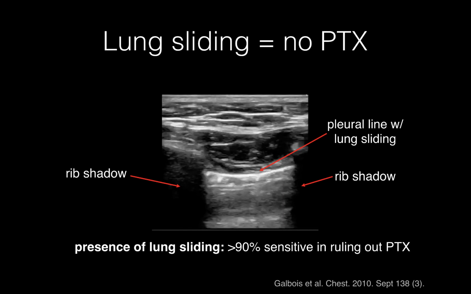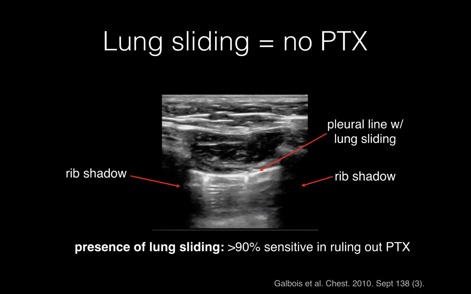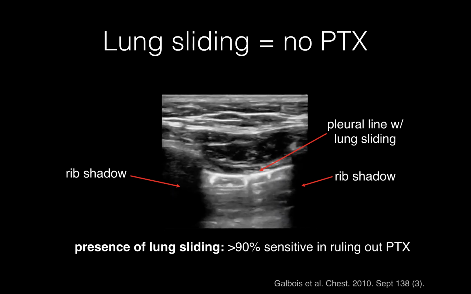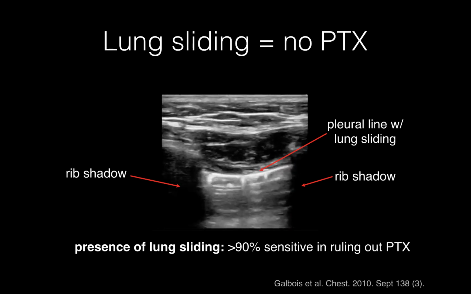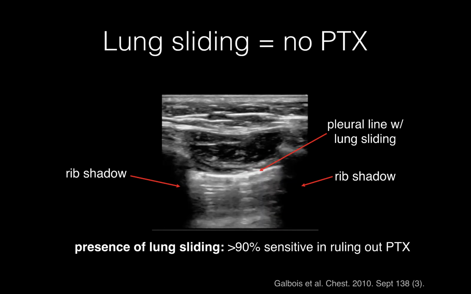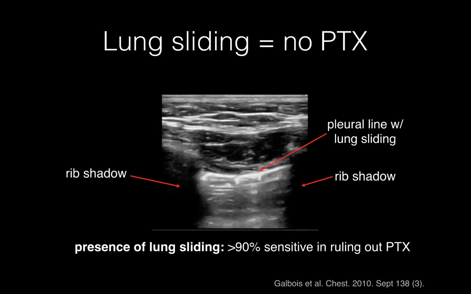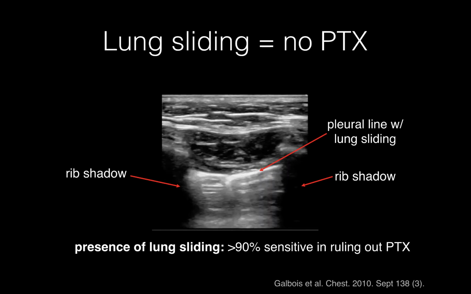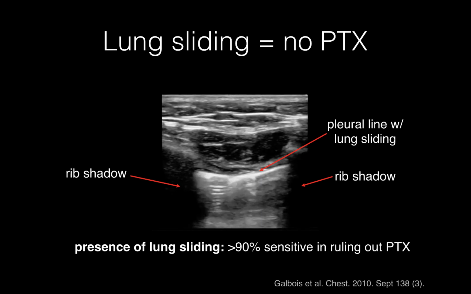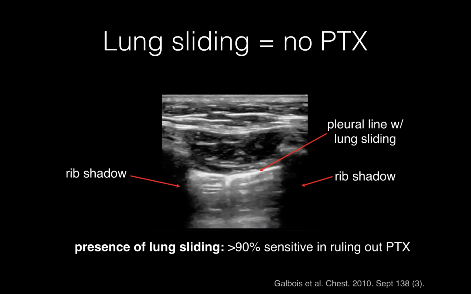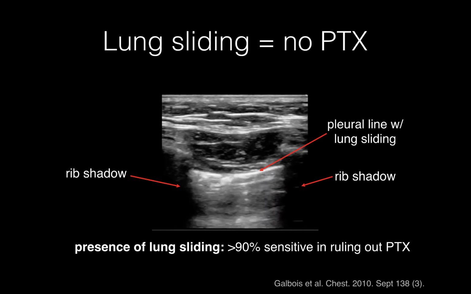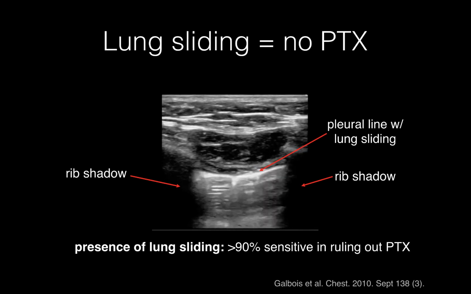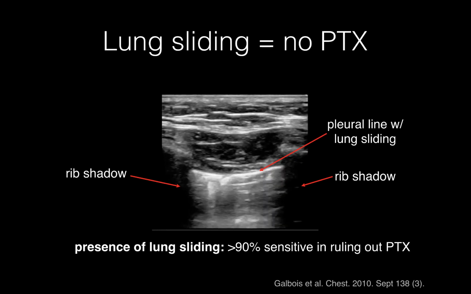So this video shows a similar picture of a rib interspace, this time with a linear probe and a more shallow depth of view. Again, you can see the rib shadows and the pleural line in between the ribs. As the patient breathes in and out, you can see that the pleural line has a shimmering appearance. This is called lung sliding, and it indicates that the parietal and the visceral pleura are opposed to one another. So clinically, this means that there is no pneumothorax. The presence of lung sliding is highly sensitive in ruling out a pneumothorax. However, keep in mind that the absence of lung sliding doesn't necessarily rule in a pneumothorax.